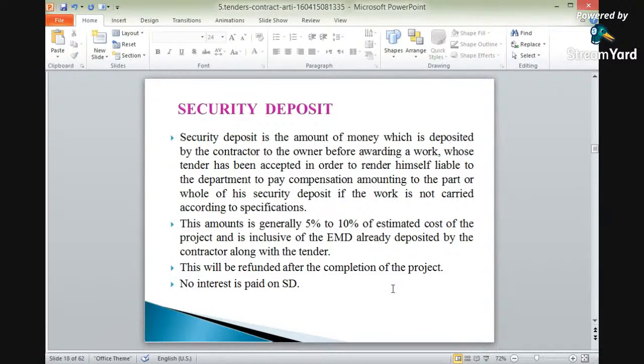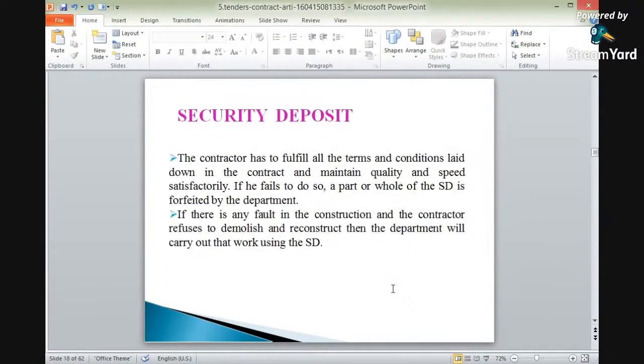If there is any change in specifications, or if the quality of work is not maintained, at that time this security deposit will be kept by the owner. This will be refunded after the completion of the project. No interest is paid on SD. There will not be any interest paid on this security deposit.